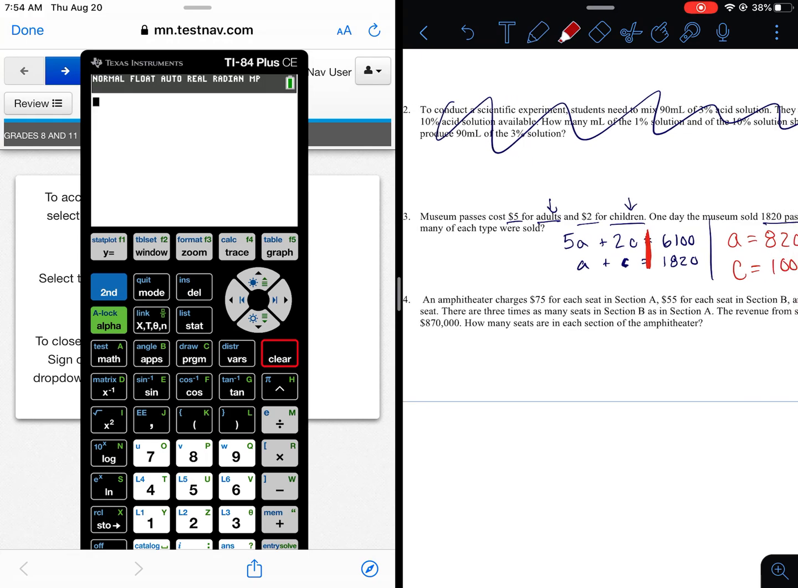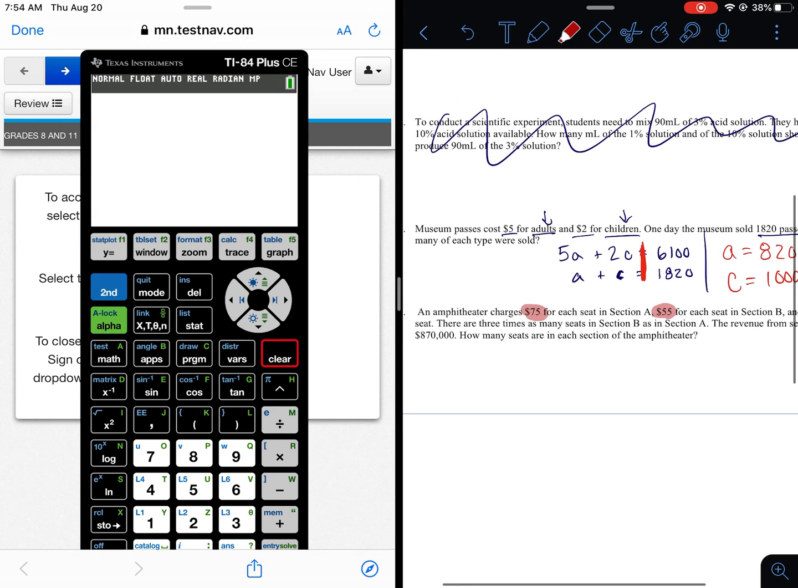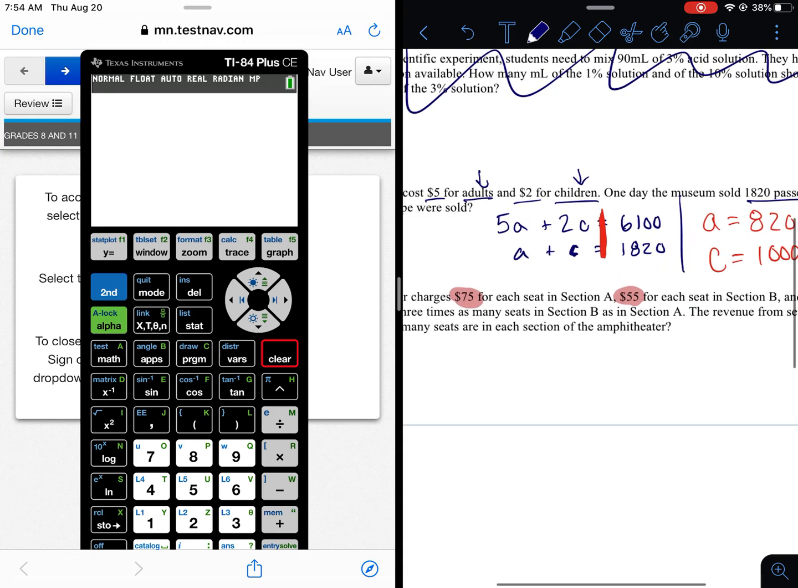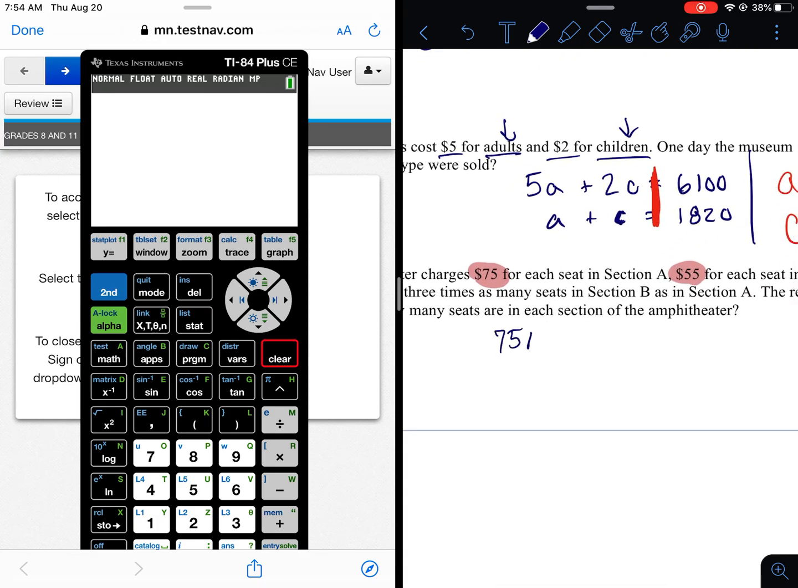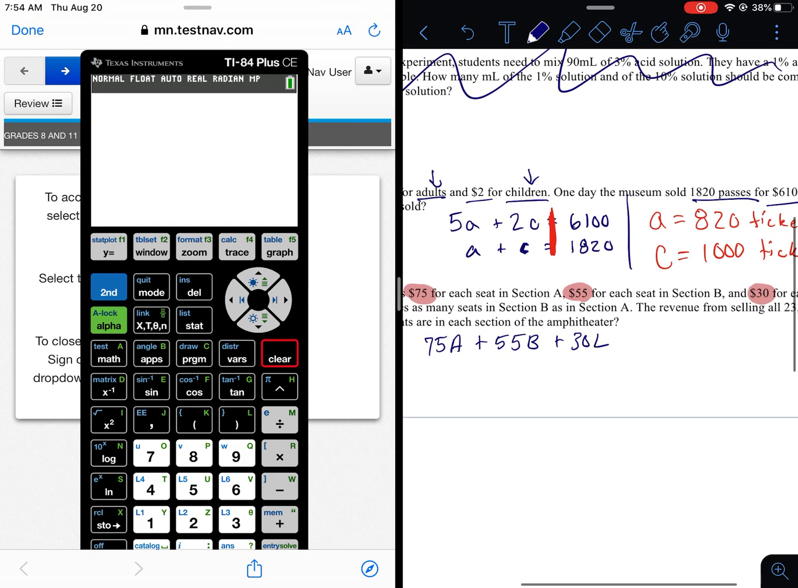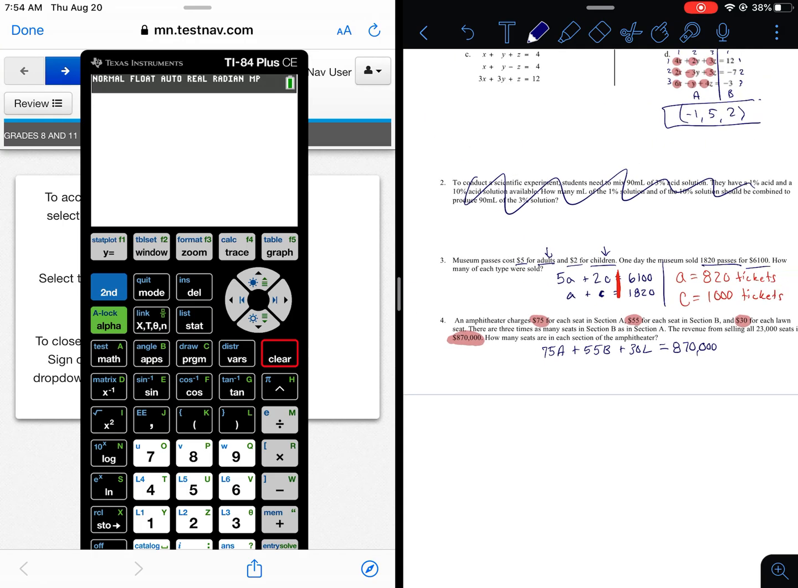So again, it looks to me like there is a dollar amount, a dollar amount, a dollar amount, and a total dollar amount. So this is going to be pretty typical with these, but whenever you see dollars, dollars, that's going to be one of your equations. This looks to be obviously like a 3-variable equation because I have 3 sections. So it is $75 for section A, and then $55 for section B, and then $30 for the lawn seats. So that's our first one, and then it says the total amount of sales was $870,000.